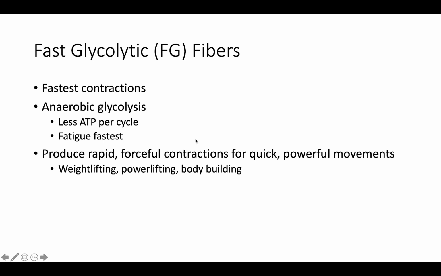Fast glycolytic fibers are going to have the fastest contractions of the three. This relies solely on anaerobic glycolysis, utilizing less ATP per cycle and fatiguing the quickest. These produce rapid and forceful contractions for quick and powerful movements, such as when we're weightlifting, powerlifting, or bodybuilding. So when we have really short, quick bursts, we use that anaerobic glycolysis pathway, and obviously the creatine phosphate pathway too.